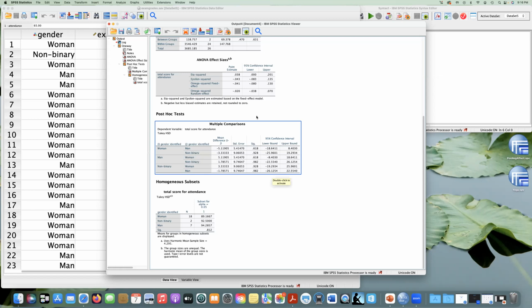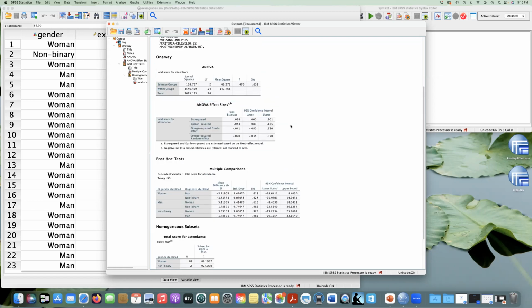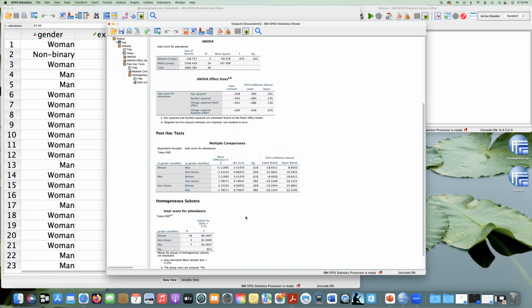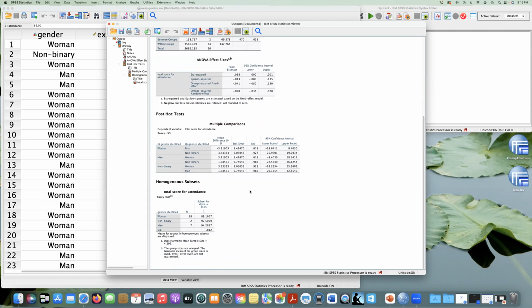And I knew that would be the case. As soon as this is not significant, we're not going to find significant differences between groups if we don't find it here. But it's nice to run it ahead of time. So you could always not run it until you know you have significance.